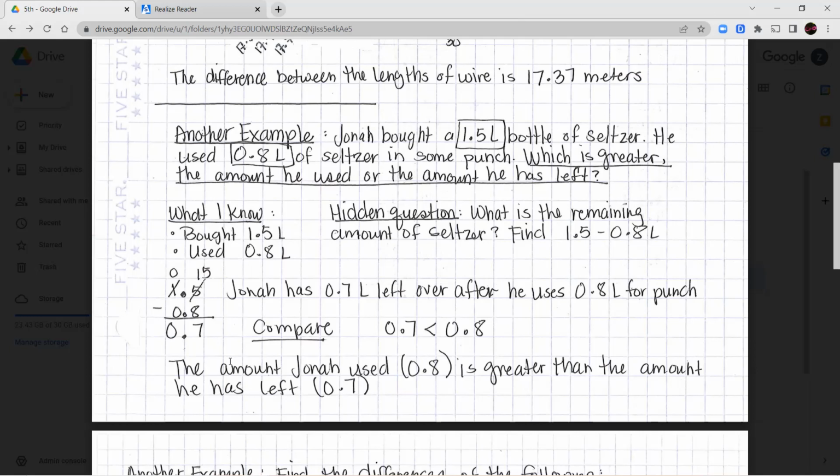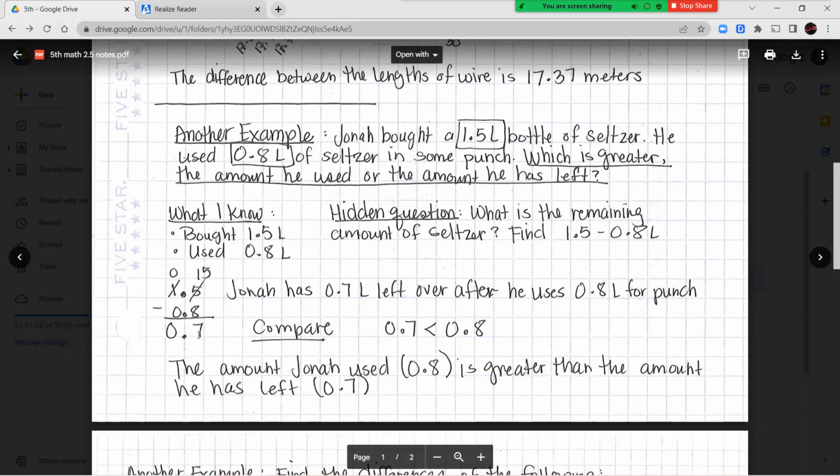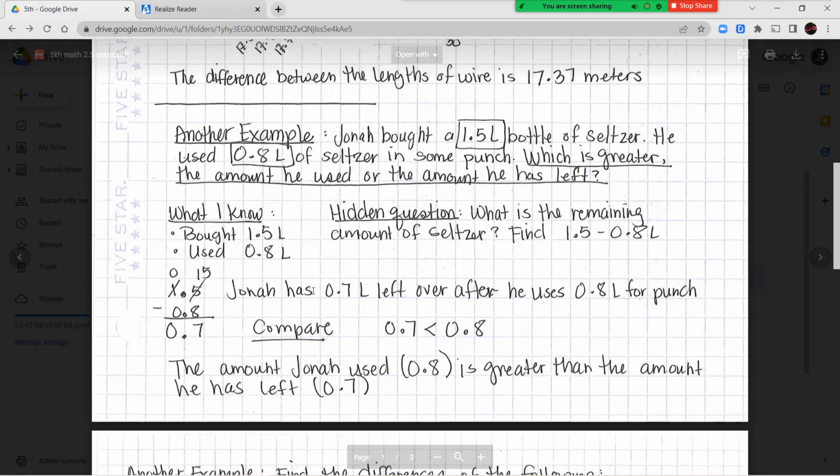Now, in order to find out how much he has left, I have to do the 1 5/10 liter minus the 8/10 of a liter that he used. So I know he bought 1.5 liters and he used 8/10 of a liter. So here I stack and subtract. 5 take away 8, I can't do that, so that becomes 15 because I borrowed from the 1. 15 take away 8 is 7, and then there's nothing left in the 1's place. The difference is 7/10 of a liter that he has left over.